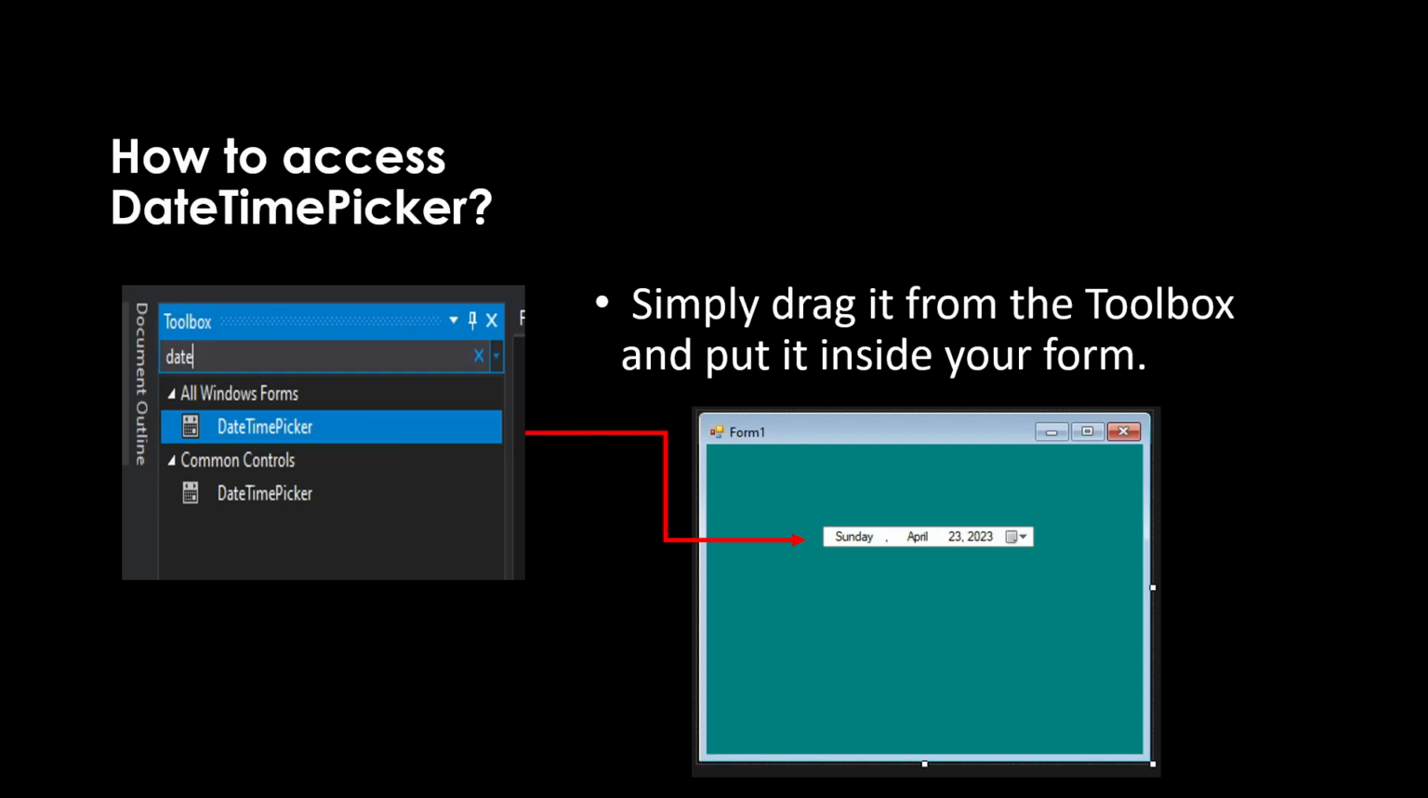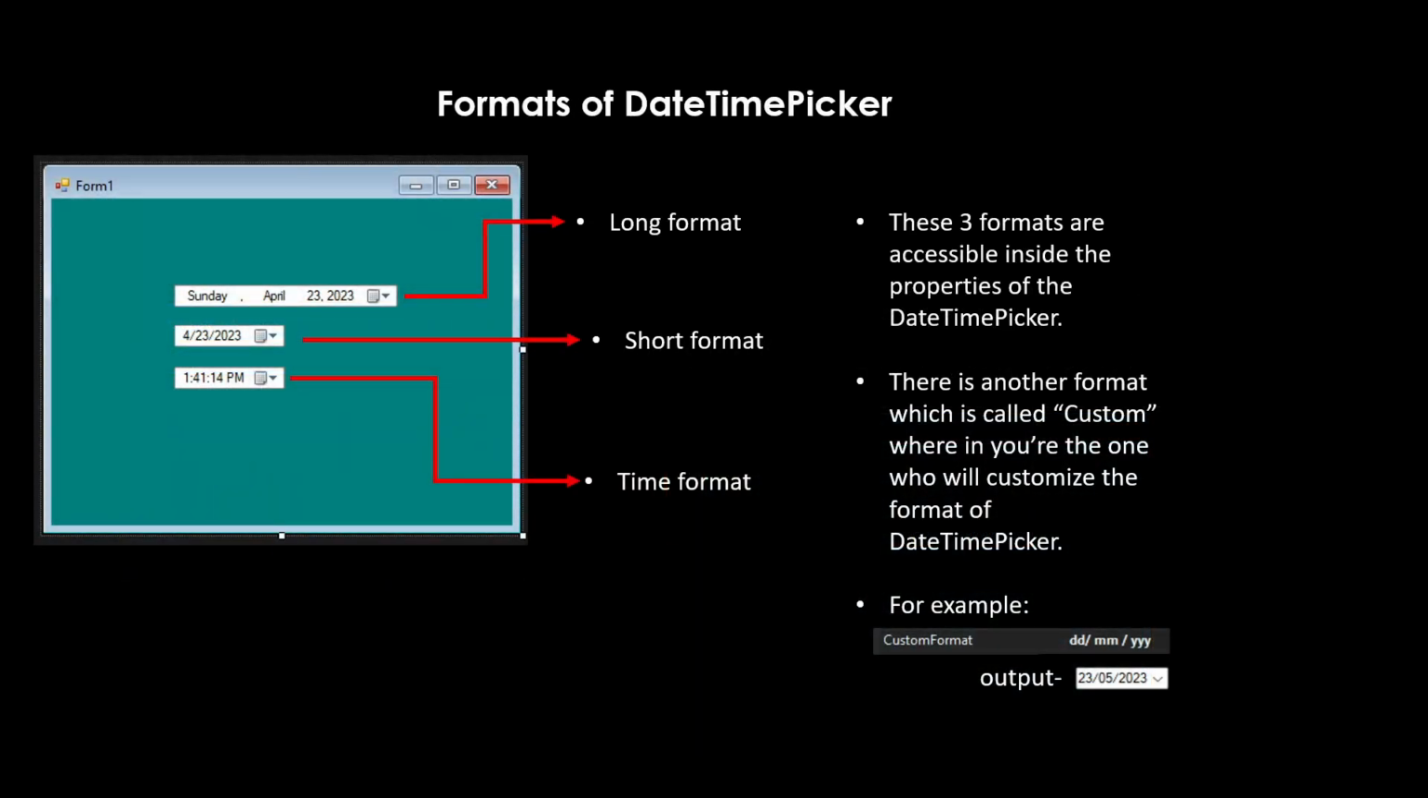Here you can see the three formats of datetime picker. So the first one is the long format, the second one is short format, and the third one is the time format. These three formats are accessible inside the properties of the datetime picker. There is another format which is called custom, wherein you're the one who will customize the format of datetime picker. For example, in this format, I set the format by day/month/year. So the output is this one.